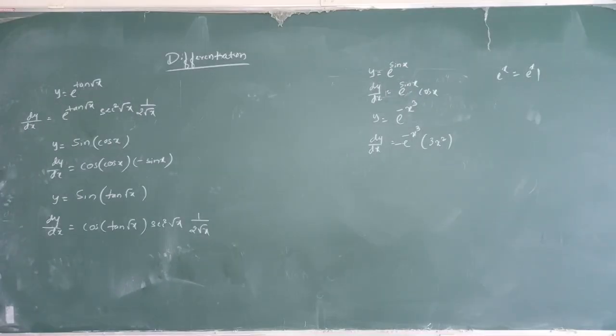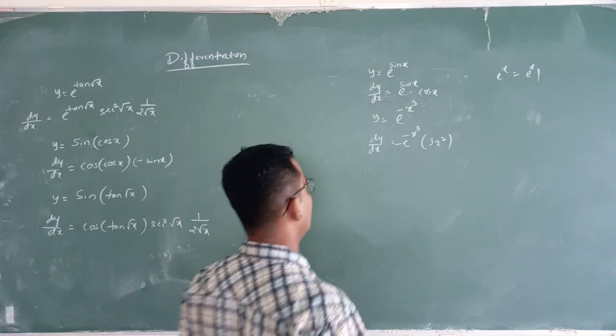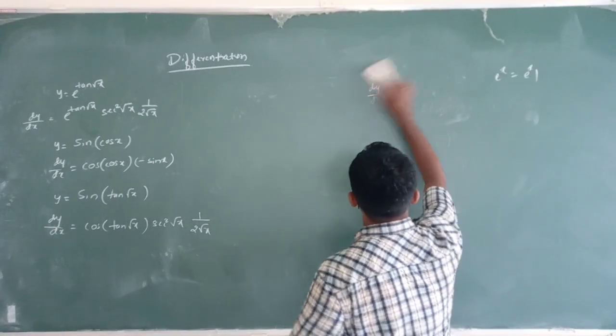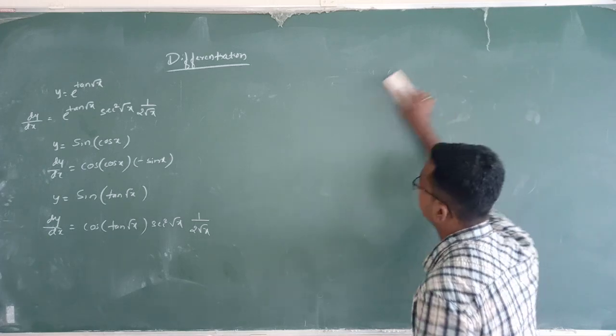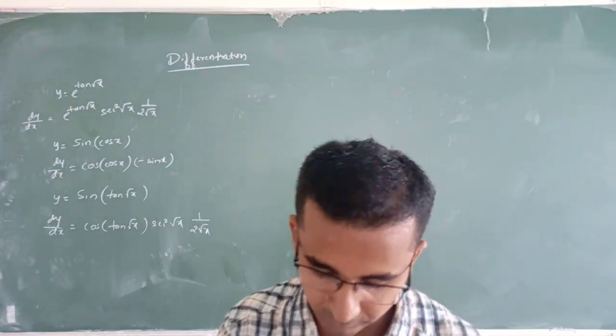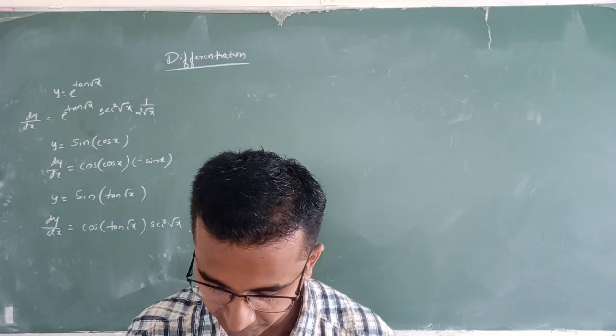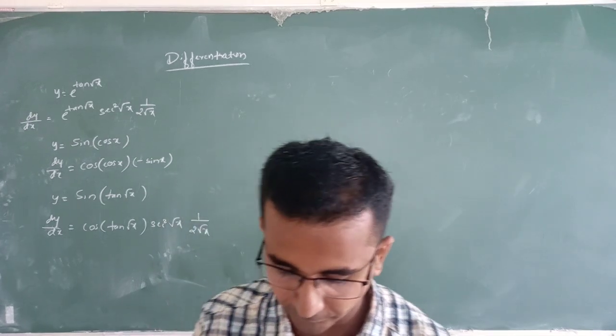So these are some basic examples on differentiation using the chain rule. I will give a few more examples as homework that you should solve and show me. Okay. In the next class I will solve a few more examples.